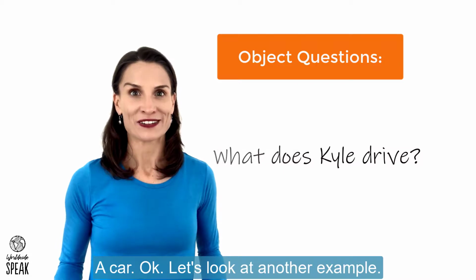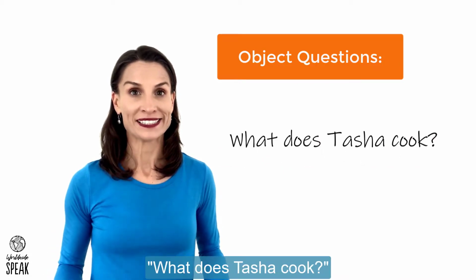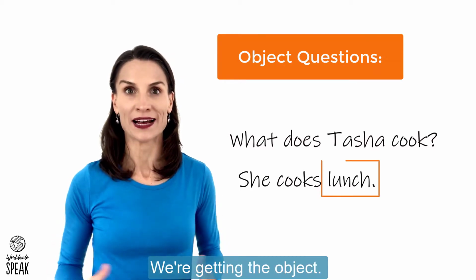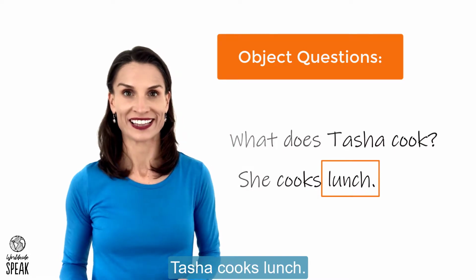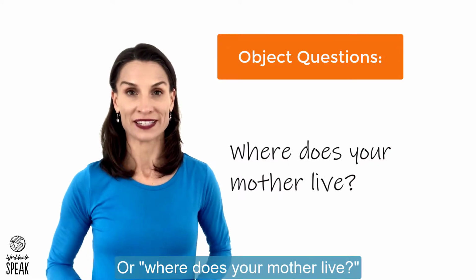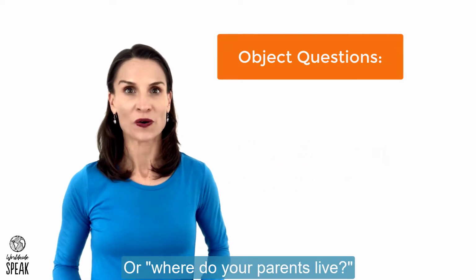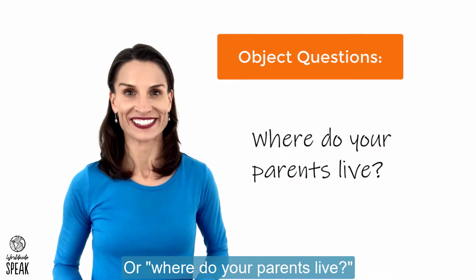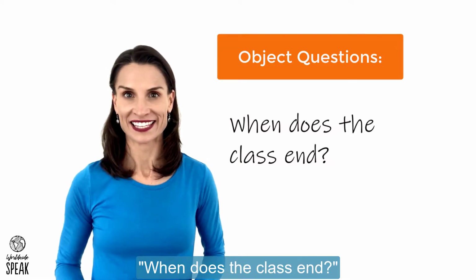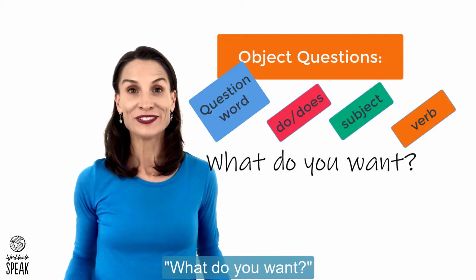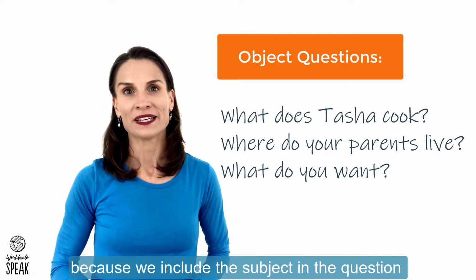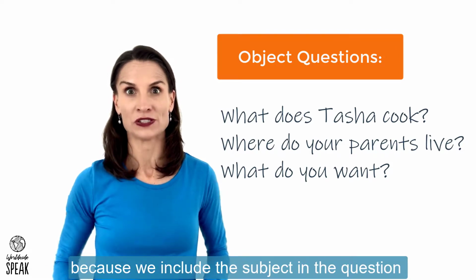Okay, let's look at another example. What does Tasha cook? Here's lunch. So we're getting the object. Tasha cooks lunch. Or, where does your mother live? Or, where do your parents live? When does the class end? What do you want?